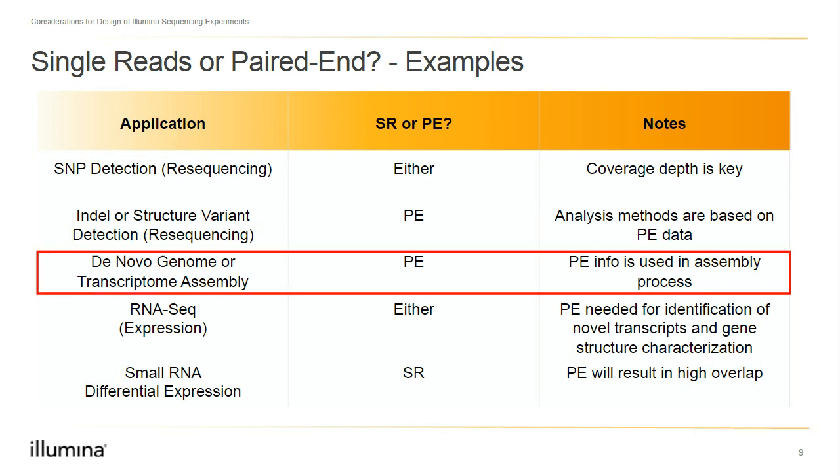Similarly, we'll also want paired end reads for de novo assembly. In this application, we're essentially putting together a big puzzle and determining how all the reads go together to make a genome. So having information like how close or far read 1 and read 2 are from one another can be really useful in figuring out a novel genome sequence.